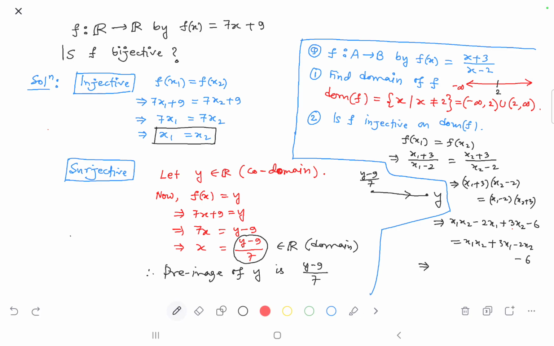Okay, what did you get in the left hand side? Can you tell me? I can cancel the x1 x2 from both sides, and then negative 6, negative 6. Did you get x1 equal to x2? Just one second.